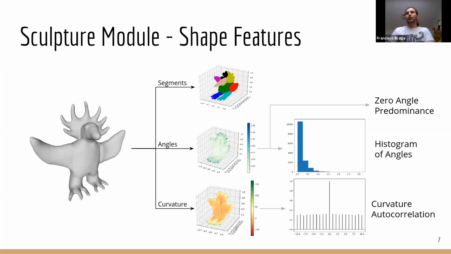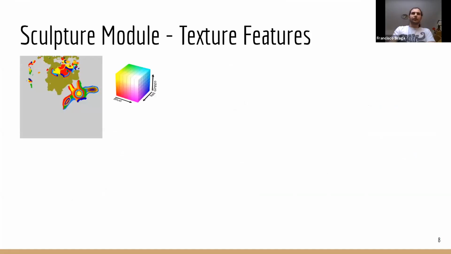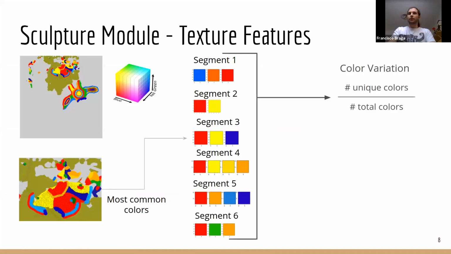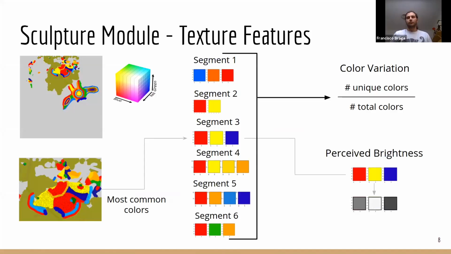Moving to the texture features, having our segments, we obtain the texture for a certain segment, and from there we obtain the most common colors. Having the most common colors for all the segments, we obtain a ratio of color variation, which is simply the number of unique colors by the number of total colors. And we also obtain a feature, perceived brightness, which is simply a grayscale conversion based on the brightness of each color.